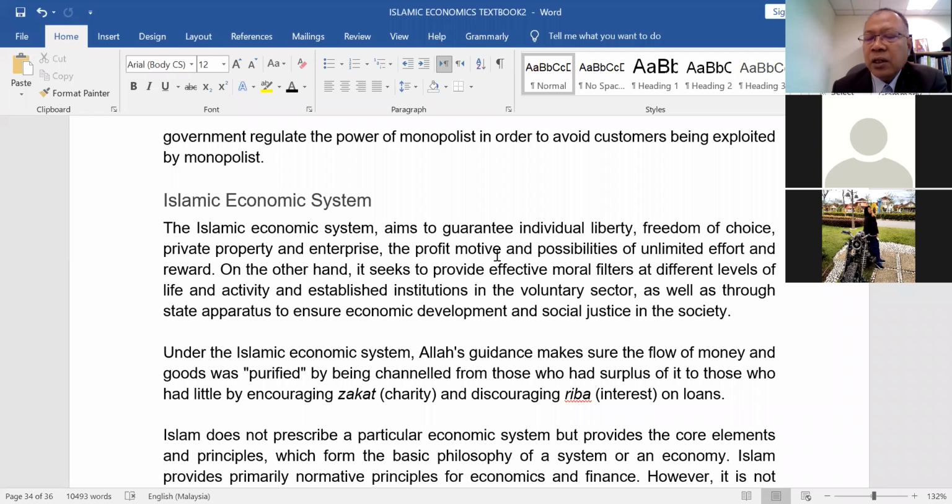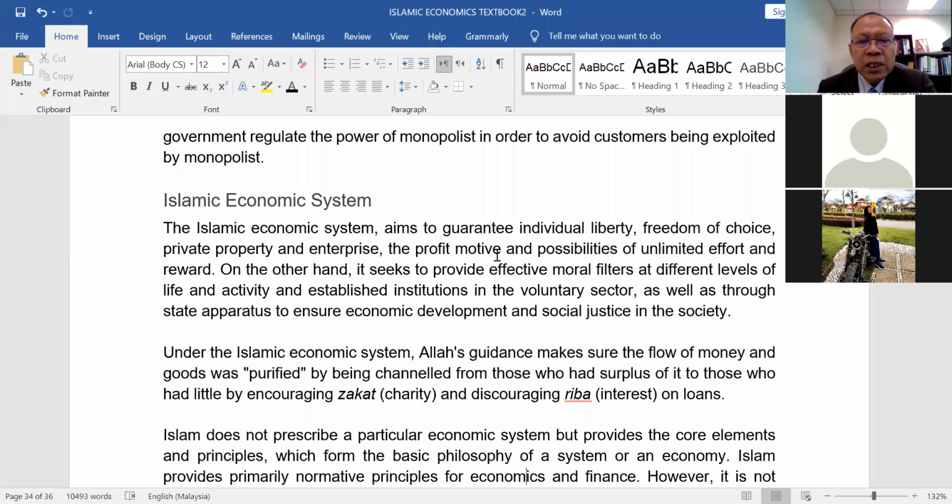So in Islamic economics, the government plays an important role to make sure that the activities in the market are done according to Islam, and also there are voluntary institutions such as waqaf, sadaqah, and other charities in order to help those people who are in need. There are people in the society who cannot afford to buy the goods and services.